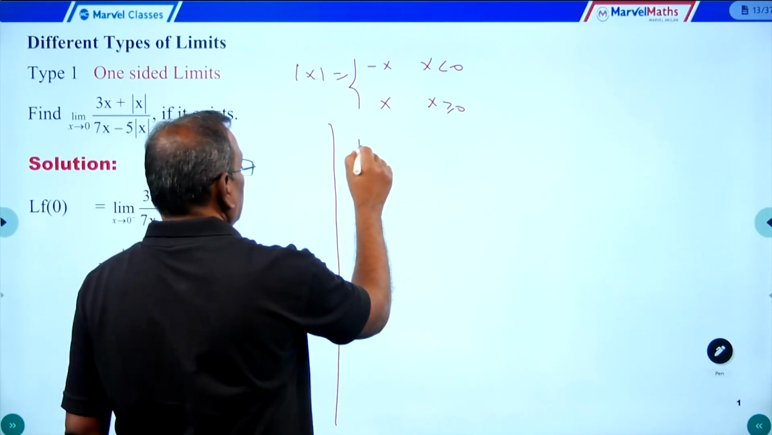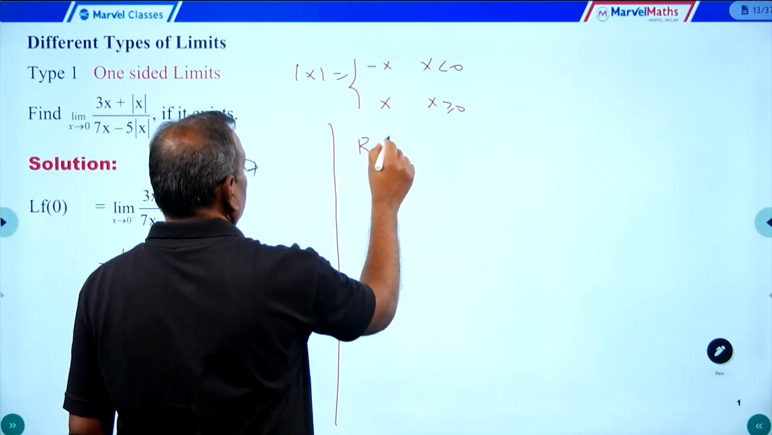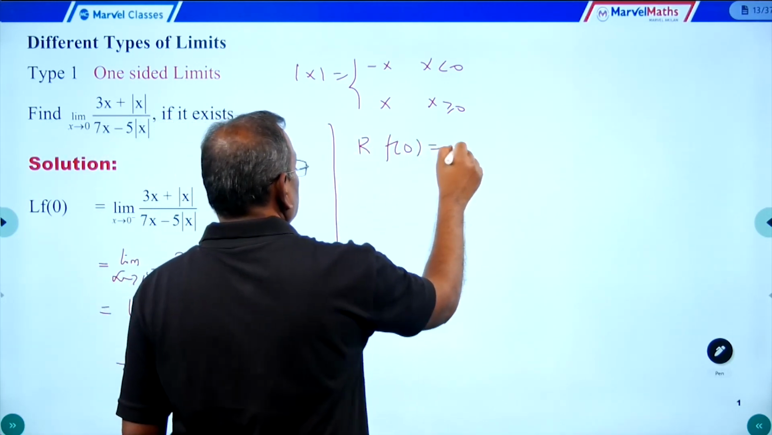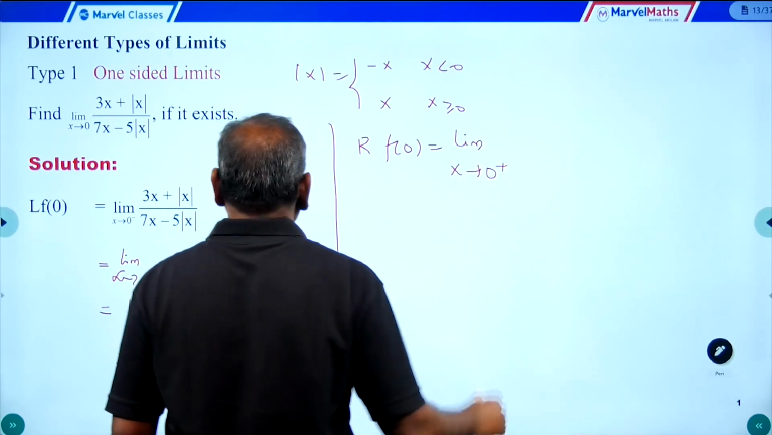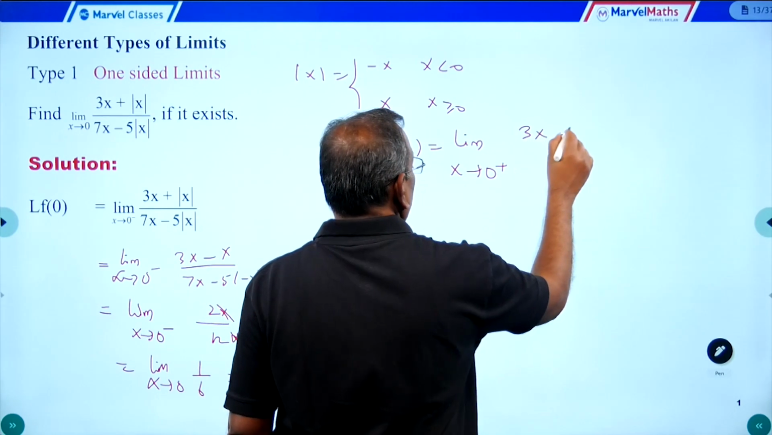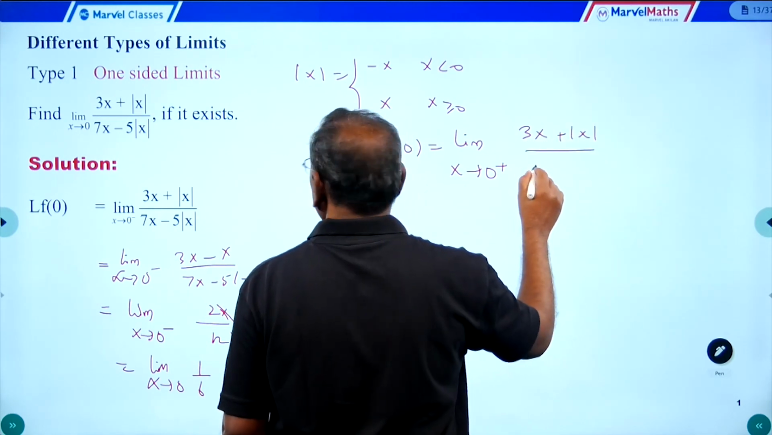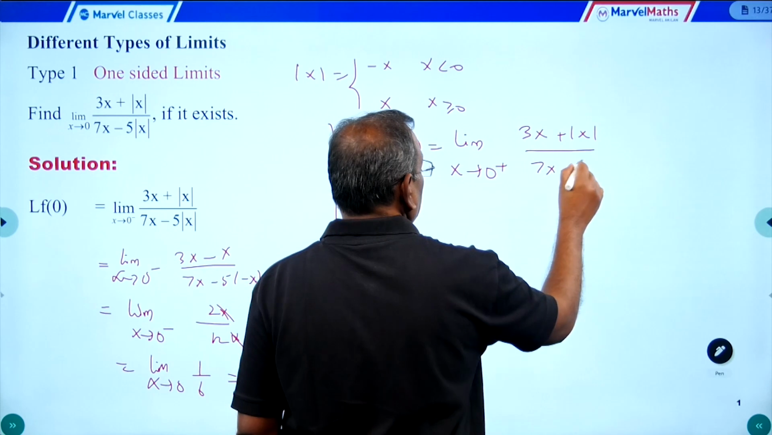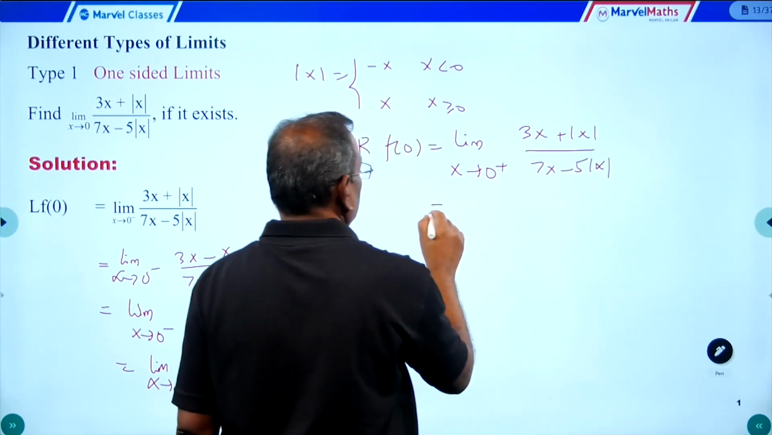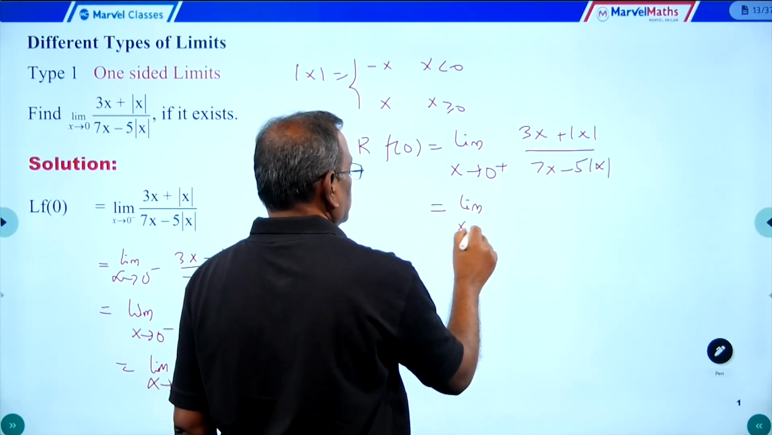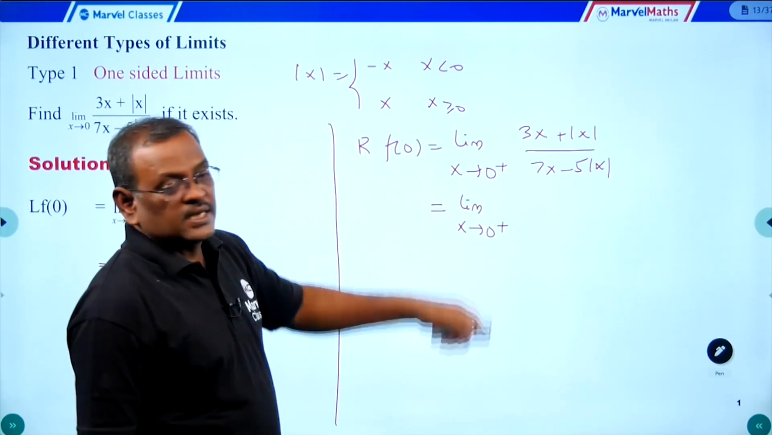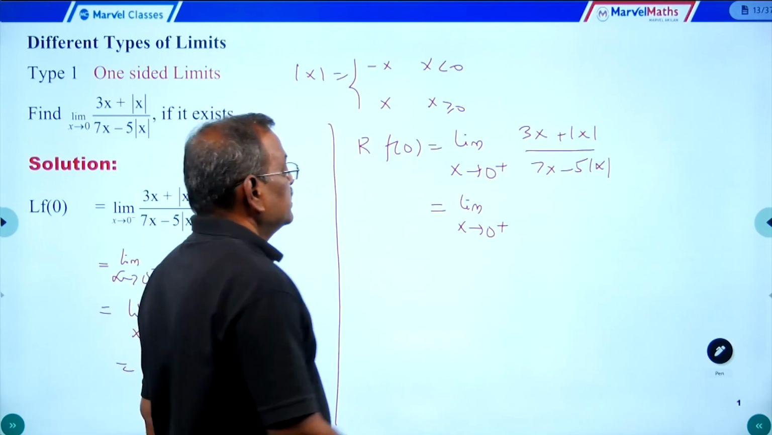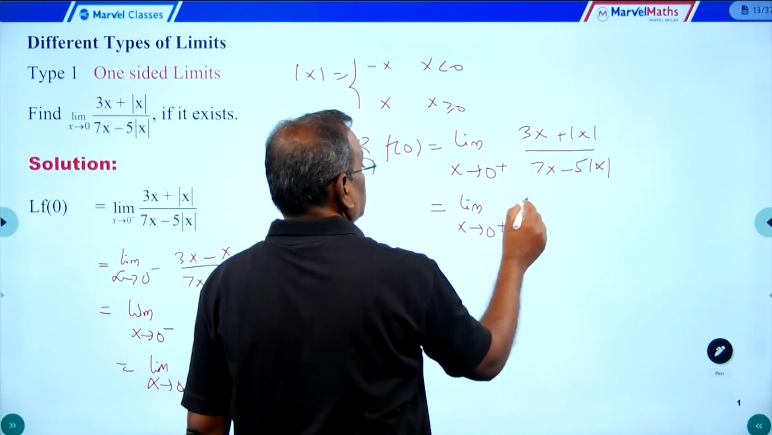So what is RHL? R of f of 0, which is equal to limit x approaches 0 plus, (3x + |x|) / (7x − 5|x|). Limit x approaches 0 plus. 0 plus is the right side of 0, greater than 0. Therefore, the mod of x value is plus x.